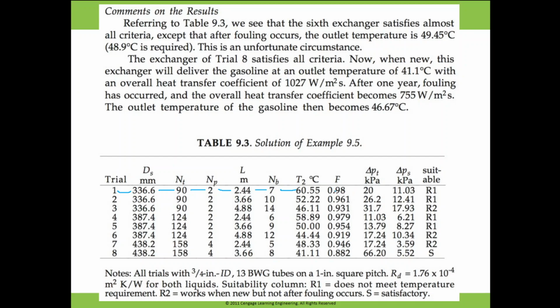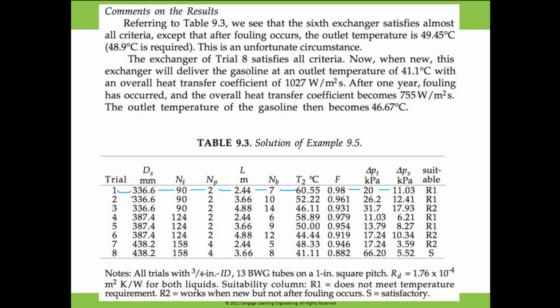And one more thing that we need to check here is our pressure drop. The pressure drop here is 20 kilopascal for the tube side and 11 kilopascal for the shell side. So the pressure drops are well within the limits. The limit is 70 kilopascal, but your temperature is not met. So what can you do from here? We have several options.